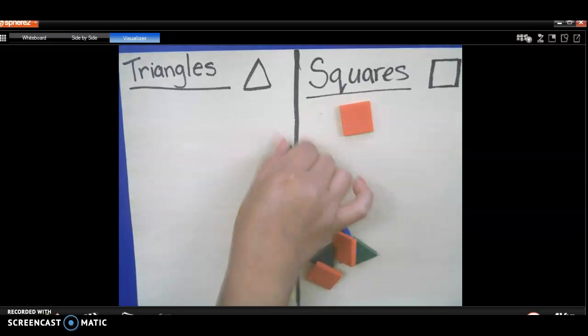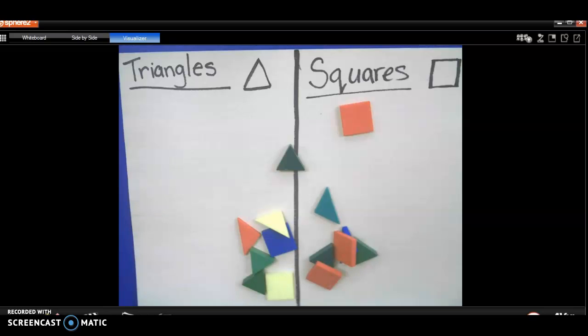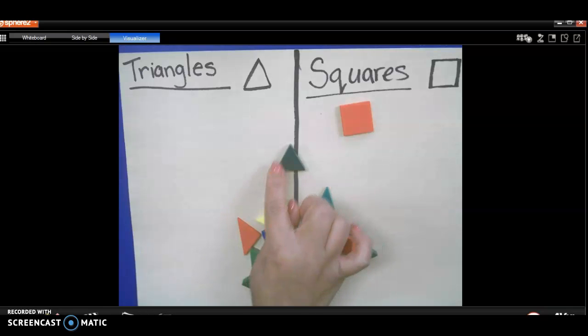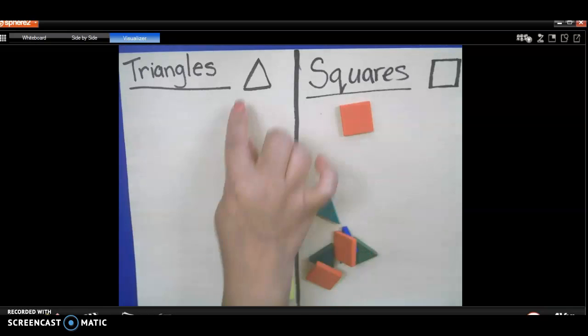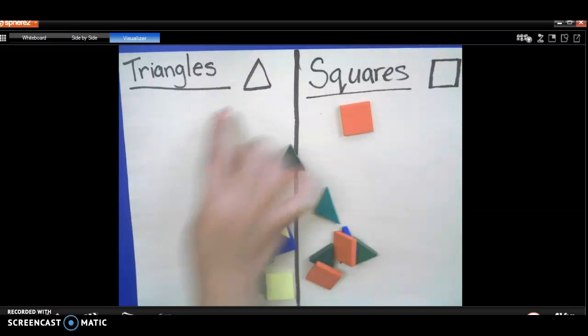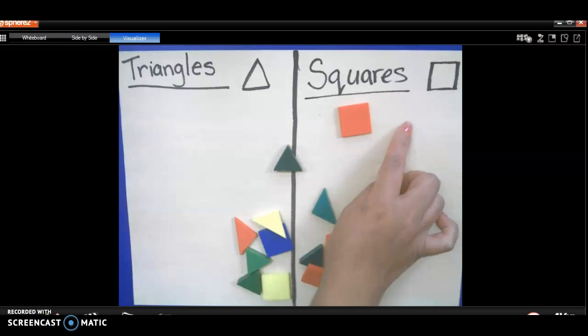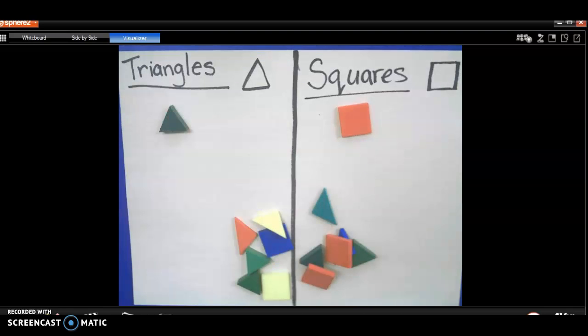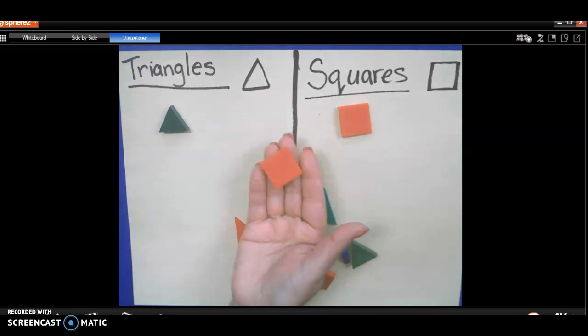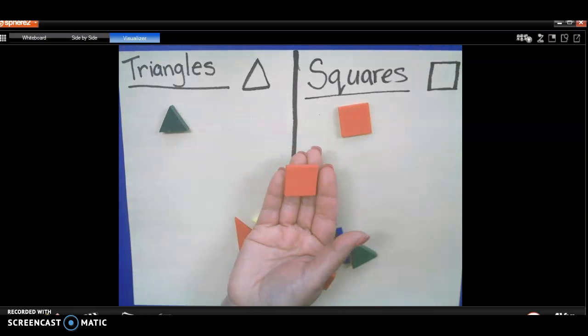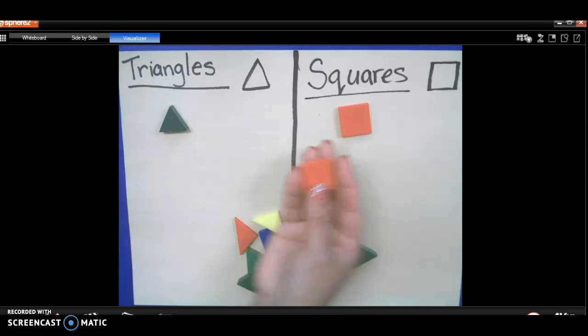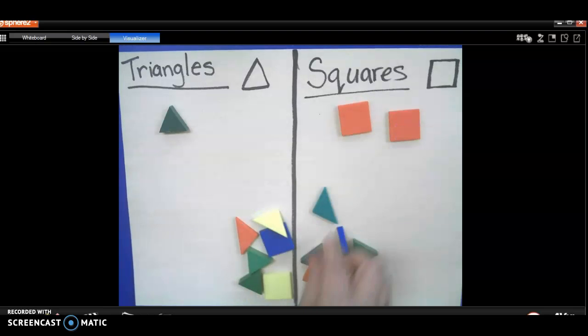Okay, and here we have a what? Is it a triangle or a square? We're looking at it. Yes, it is a triangle. Triangles have 3 sides. 1, 2, 3. And this one has 4. 1, 2, 3, 4. So it doesn't go over here, it goes over here with the triangles. So we're looking at the attributes, what it looks like. What is this? Square or triangle? That's a square, so we're going to put it with the squares.